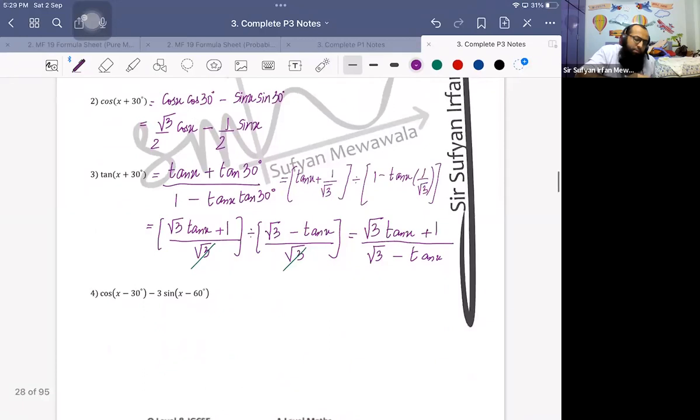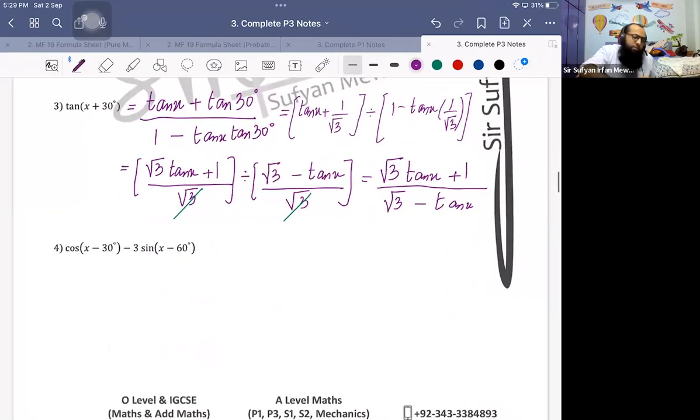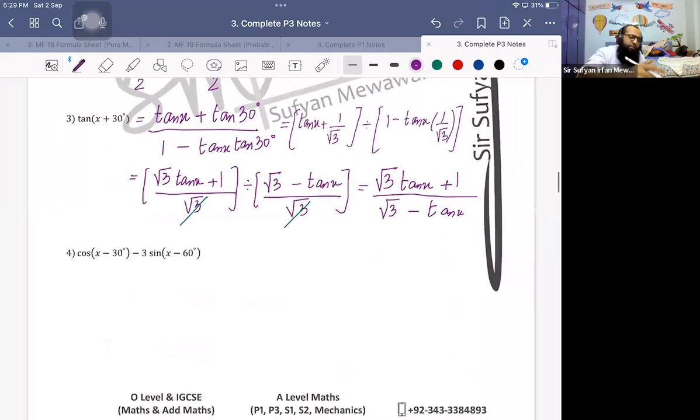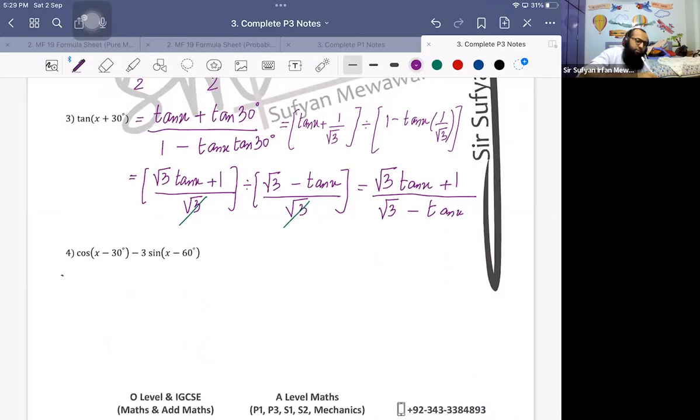Then the fourth example, in which 2 are combined: cos of x minus 30 minus 3 times sine of x minus 30. The cos of x minus 30 is cos x cos 30 plus sin x sin 30. For cos, the sign gets changed: minus gets converted to plus and plus gets converted to minus.